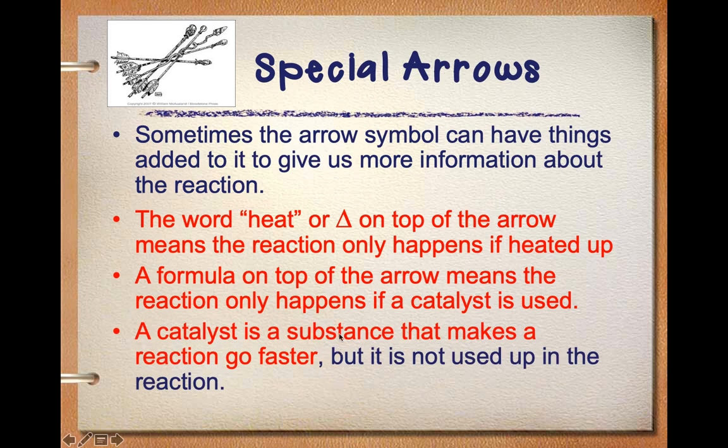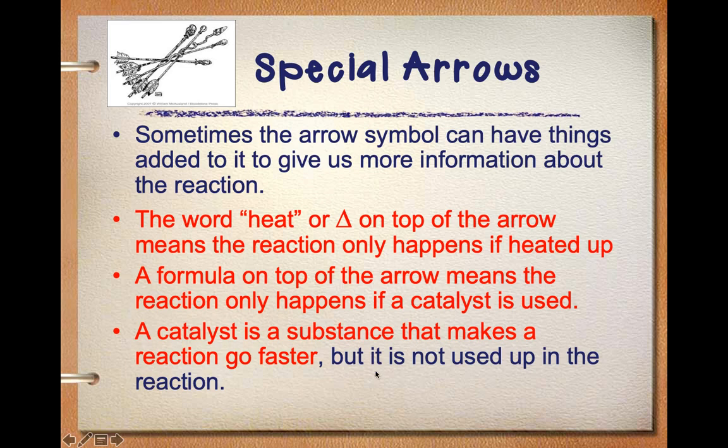A catalyst is a substance that makes a reaction speed up or go faster. But it's not really a reactant and it's not really a product. So that's why we don't put it on the left side of the arrow or the right side of the arrow. We put it on top of the arrow. So enzymes are catalysts that are inside living cells.